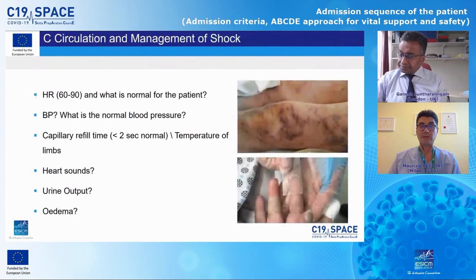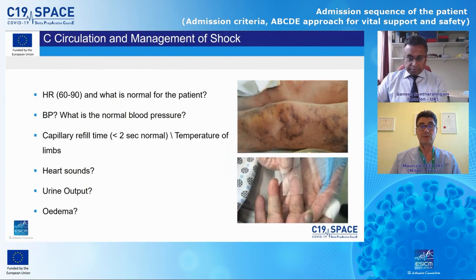When we go to circulation and to the management of shock or simply assessing the circulation, again, very simple variables that we can look at, like the heart rate. It may be good to ask or to find out what is the normal heart rate for the patient. Same thing for blood pressure. Remember, mammals and humans have evolved in a way that blood pressure is normally kept at the expense of many other variables. So usually when the blood pressure is low, it should always be considered a clinical emergency, something that we need to find out why the compensatory mechanisms are not working anymore there.